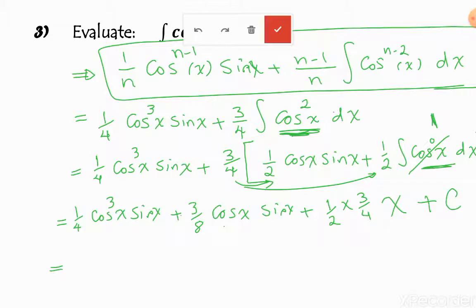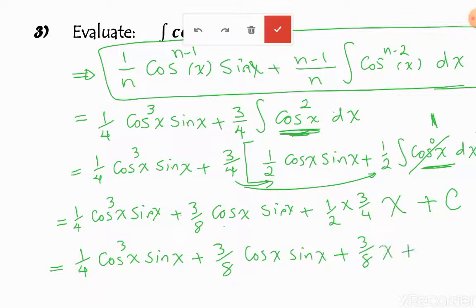The last step is only to combine like terms. If we have cosine to the power of 3x sine x plus 3 over 8 cosine x sine x, plus here 3 over 8 again x plus c.